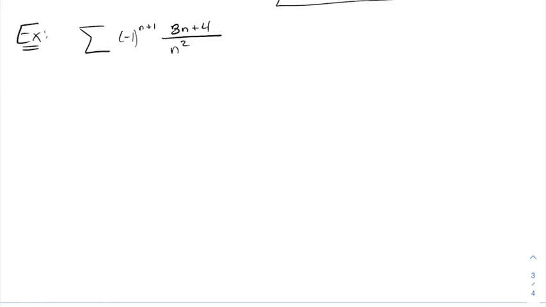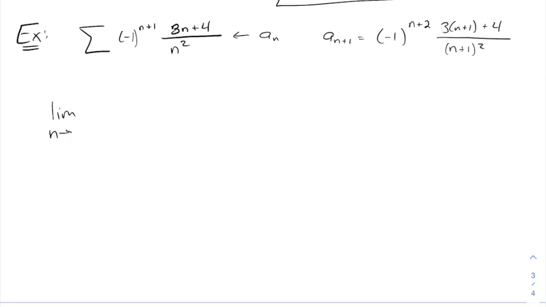Let's use the ratio test on this series. This is my a sub n term. So my a sub n plus 1 term is going to be negative 1 to the n plus 2 times 3 times n plus 1 plus 4 over n plus 1 squared. So I want to take the limit as n goes to infinity of a sub n plus 1.